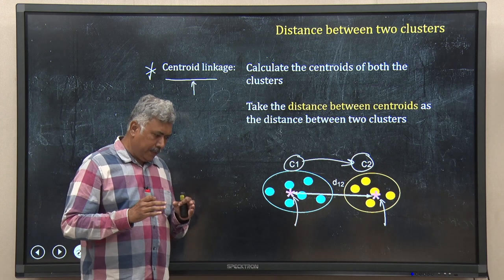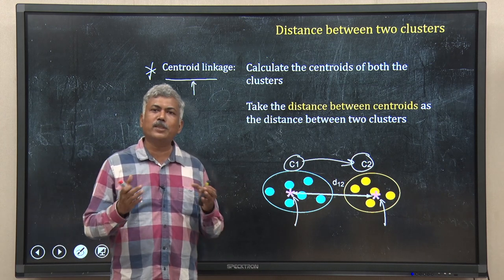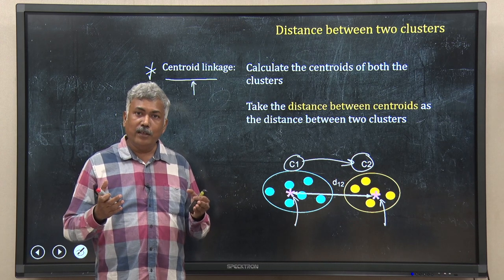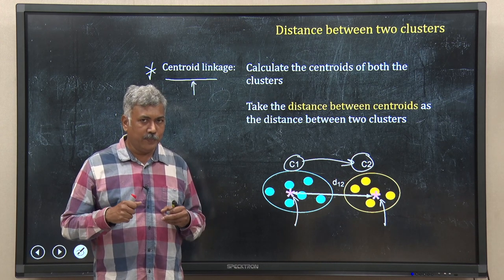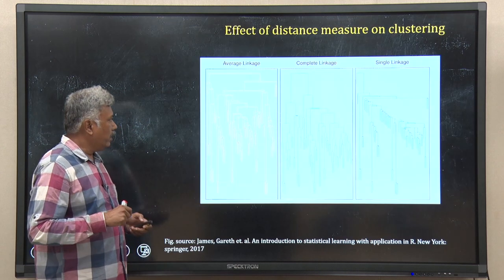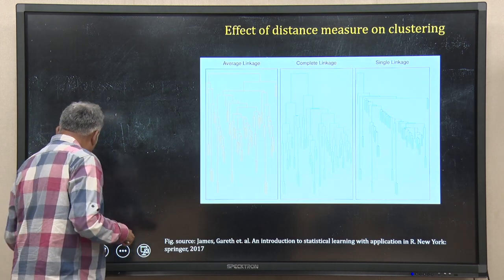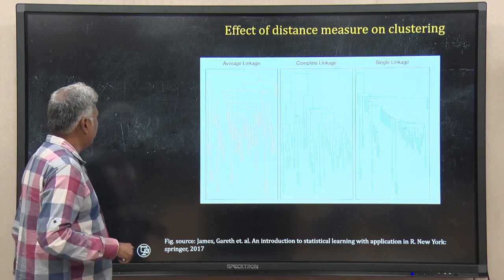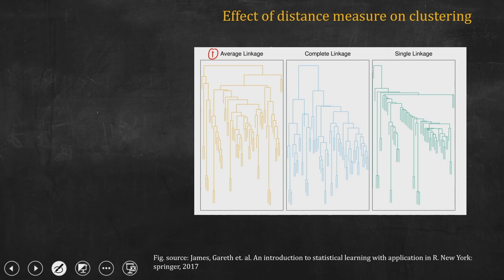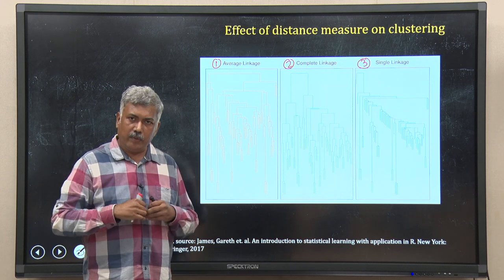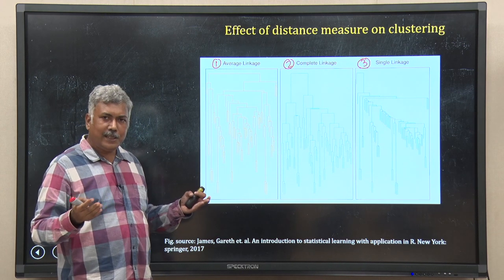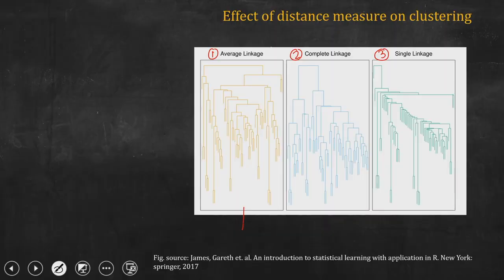Now, we have to remember that this choice of linkage or choice of distance between clusters will affect the final outcome of our clustering algorithm. And I have taken a diagram from a book that shows it very nicely. So, let me change the color of my pen. So, this is average linkage they have used on a data set. On the same data set, they have used the complete linkage and also used the single linkage measure to draw the dendrogram, the hierarchical clustering. And you can easily see that these three dendrograms are different.